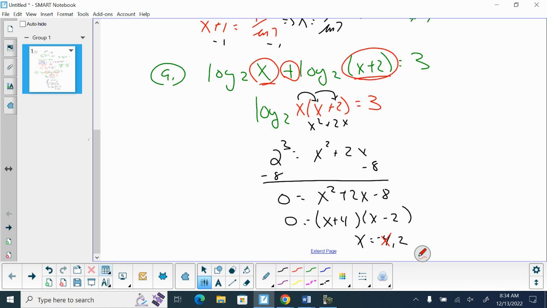All right, taking a look at the backside, properties of logarithms. Anything you need me to go through on the back? Yeah. Number 14. Number 14.